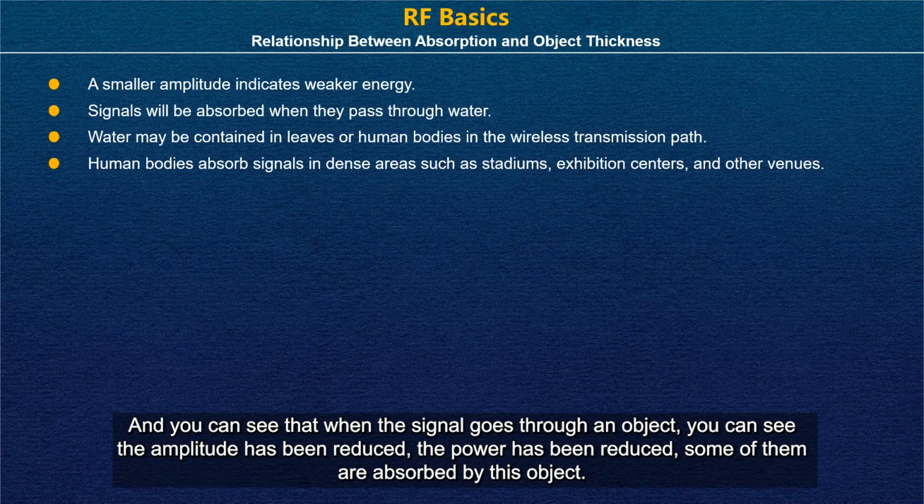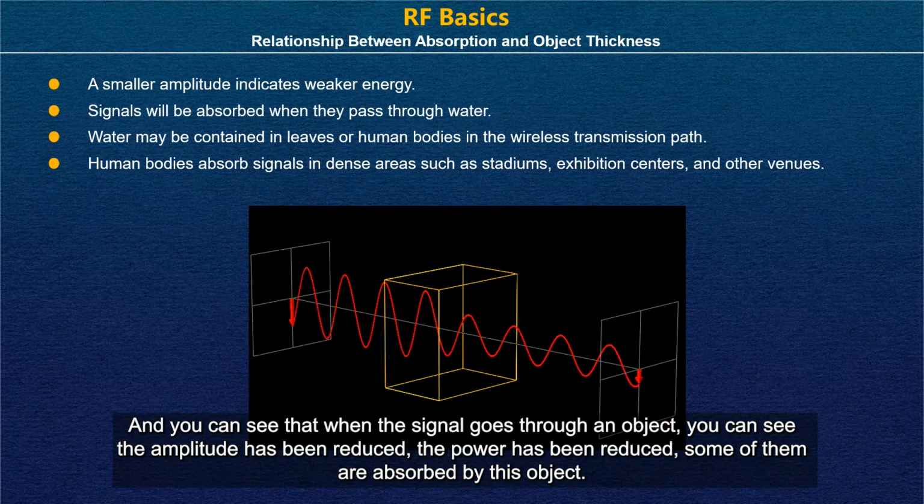Okay. And you can see that when the signal goes through an object, the amplitude has been reduced. Right? It means the power has been reduced. Some of it is absorbed by this object.